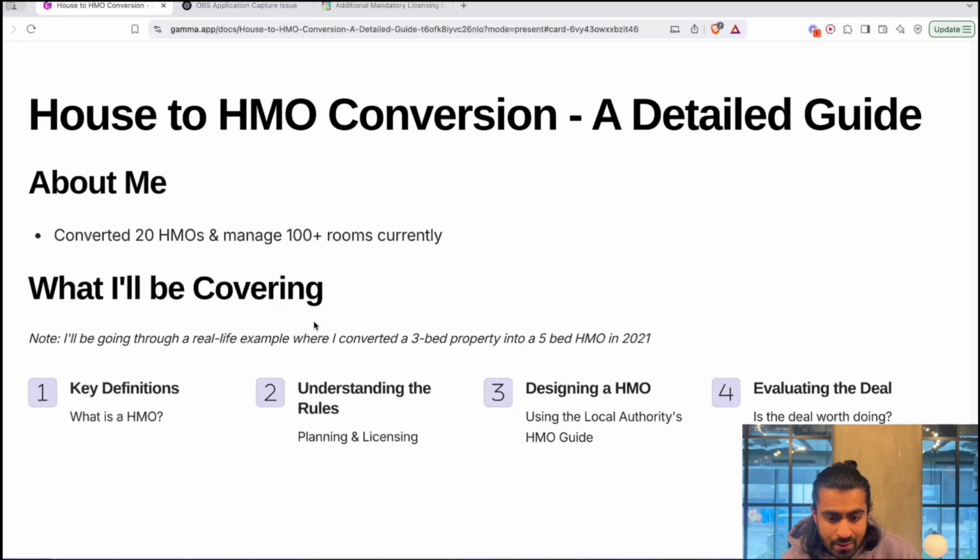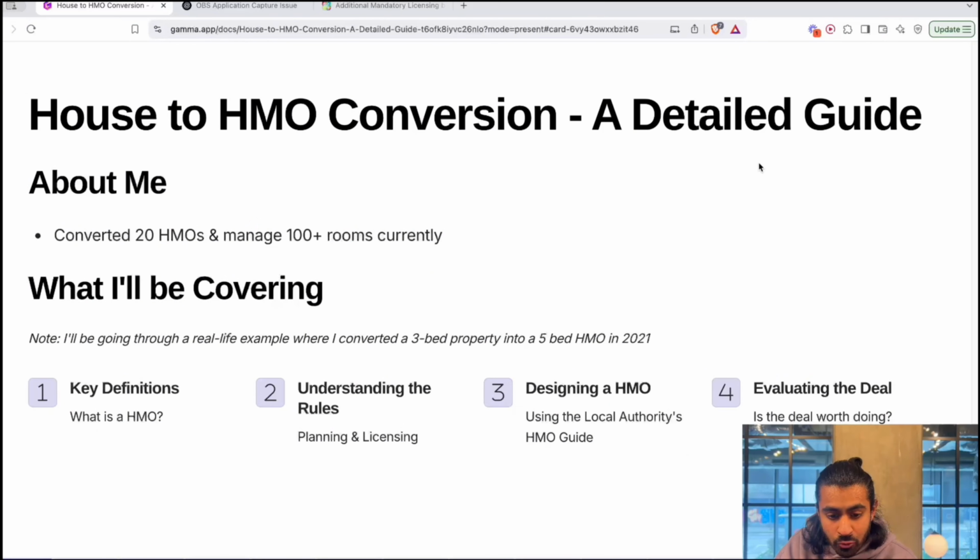The idea being that I'll take you through the entire process on how I convert the property, from understanding the rules through actually designing the HMO and then evaluating whether the HMO is worth converting or not. And hopefully that should spark some ideas and can be of use. So, interested in doing the same for your property?